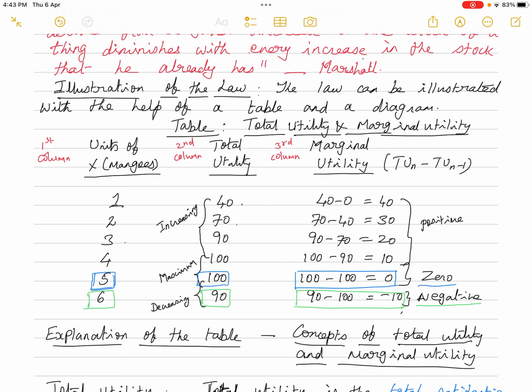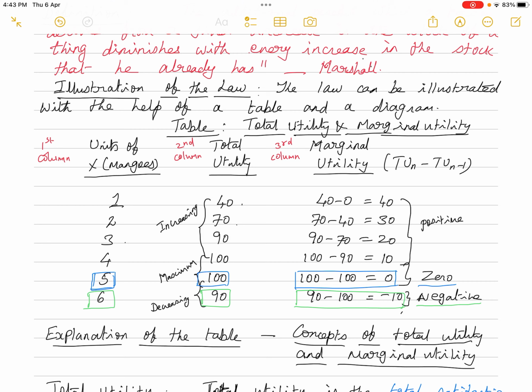So you can see that the marginal satisfaction, the marginal utility keeps on decreasing. First unit of mango gives him 40 utils of satisfaction. Second mango gives him only 30 utils of satisfaction. Third mango is giving him only 20 utils of satisfaction. So like that, when the consumer consumes the fourth mango, the total satisfaction for all the 4 mangoes is 100 utils. But only for the fourth mango, 100 minus 90, he is getting only 10. So it has decreased from 20 to 10.